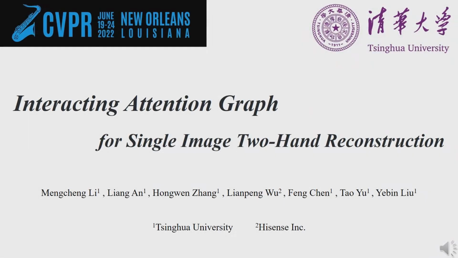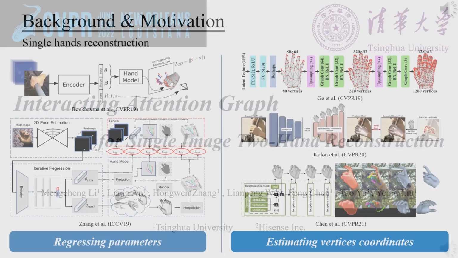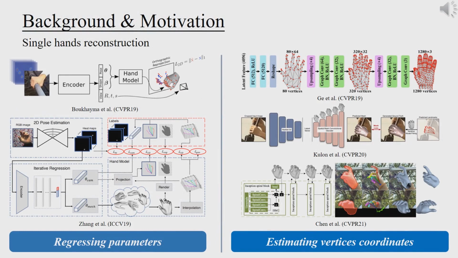Welcome to our presentation. We propose Interacting Attention Graph, a new method for reconstructing two interacting hands from a single RGB image. In the past few years, we have witnessed great success in monocular single hand pose and shape recovery, which is usually achieved by regressing parameters of a statistical hand model or estimating vertex coordinates with a graph convolutional neural network.